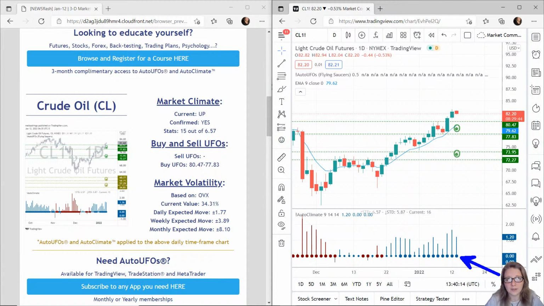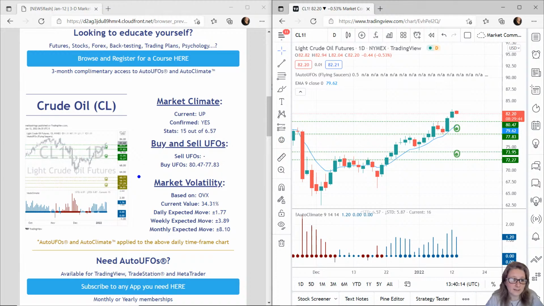Something to bear in mind with this one is that we have gone past by quite a bit, more than twice as much, gone past what is normal in terms of a usual move to the upside. So we're overextended. We're too far gone up at the moment based on what usually happens. So bear that in mind. However, we do still have probability up. We have buyers beneath us at 80.47 to 77.83 and no sellers above us. Clear run to the upside at the moment, but do bear in mind we're overextended.